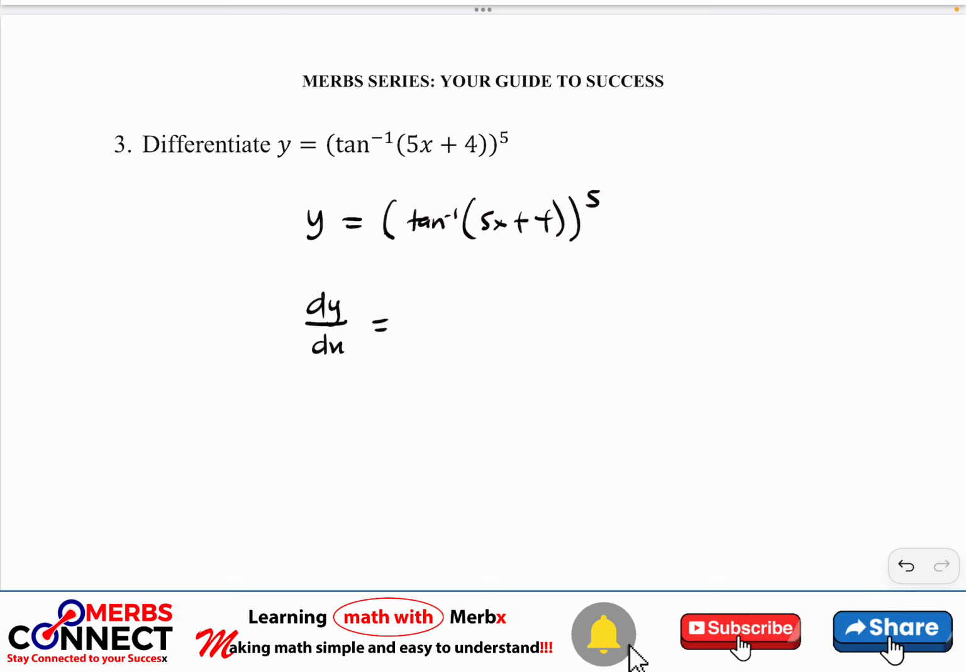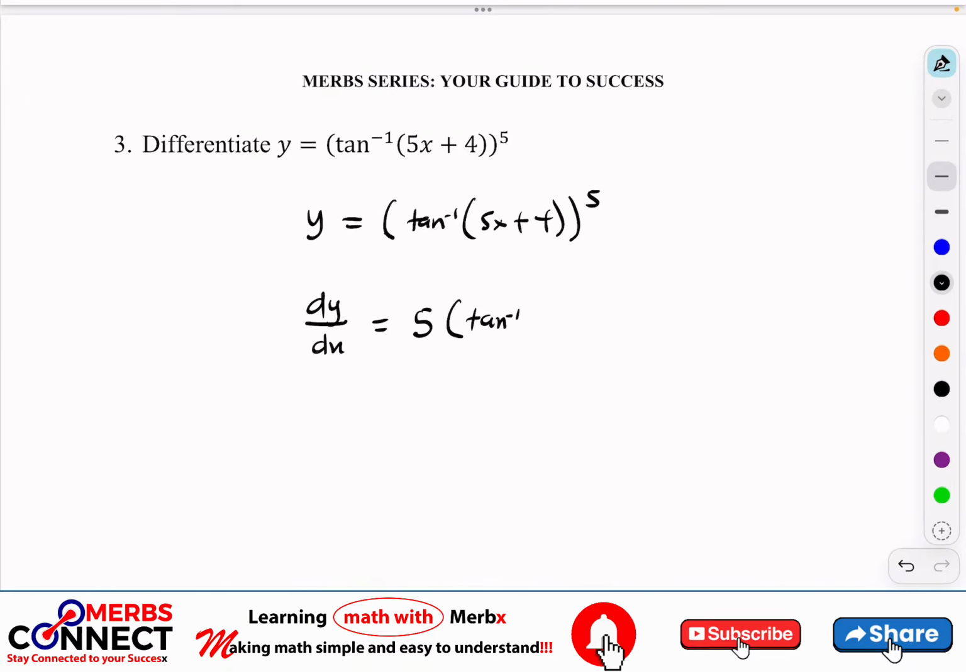So first, we need to apply the power rule first. So let's apply the power rule. The power rule will let us drop this 5 here and subtract 1 from the 5. So it's just going to be 5 drop down. We maintain everything in the parentheses.